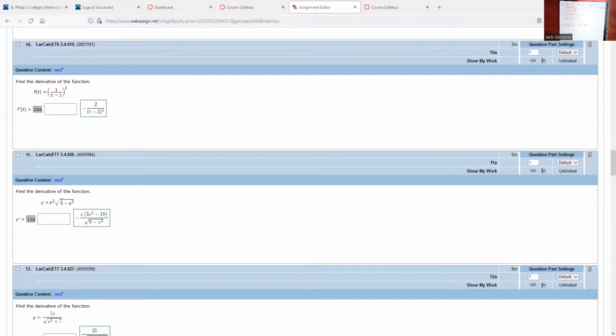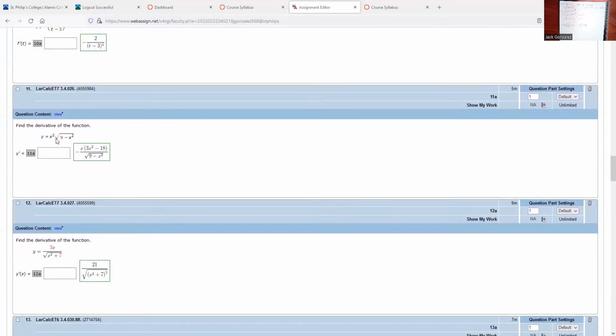Check out 11. It looks kind of like product rule, right? You have a function times a function. So that should be a hint that you should use the product rule. But then you see that one of the functions is a little complicated. You have a square root of 9 minus x squared. So that one is a composite function. So you're going to do the product rule, but while you're doing it, a chain rule will be required.